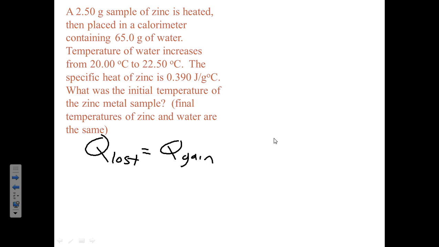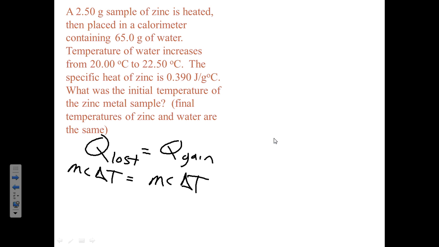So the heat lost by the zinc is MC delta T. Heat gained by the water, MC delta T. Now we know everything in there that we need to know except what? The initial temperature of the zinc. We know the final temperature of the zinc, right? Final temperature of the zinc is going to be 22.5. The zinc is cooling off, right? So the final temperature should be less than the initial temperature, correct?